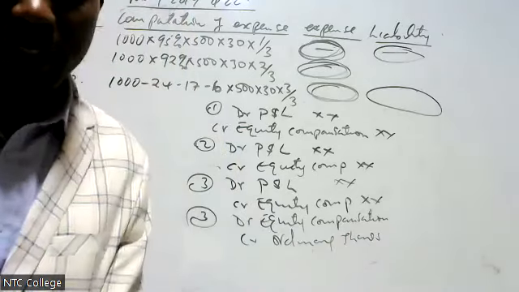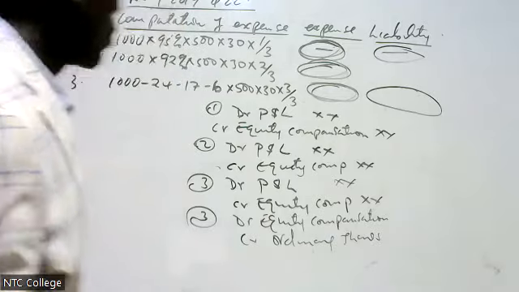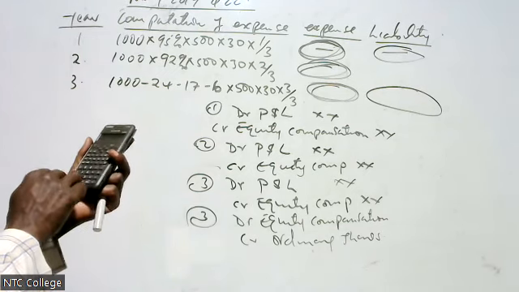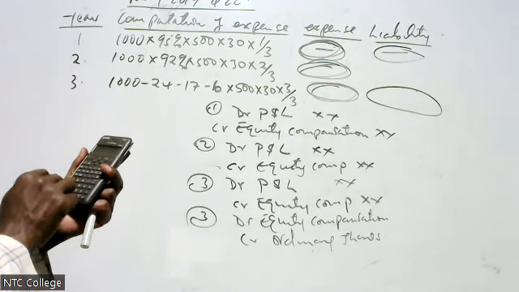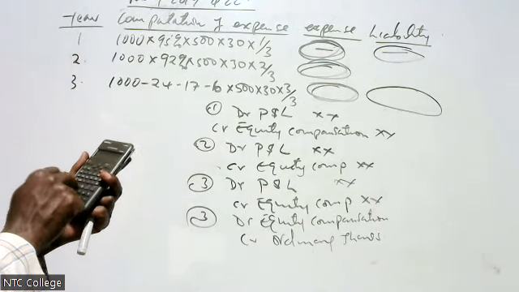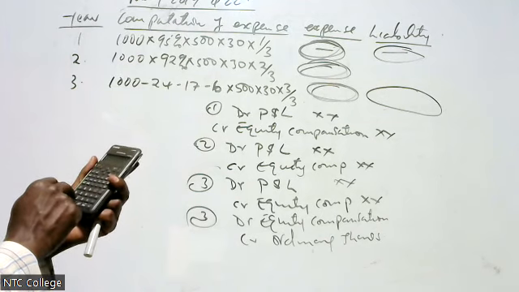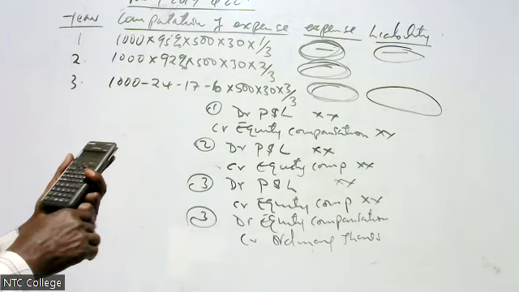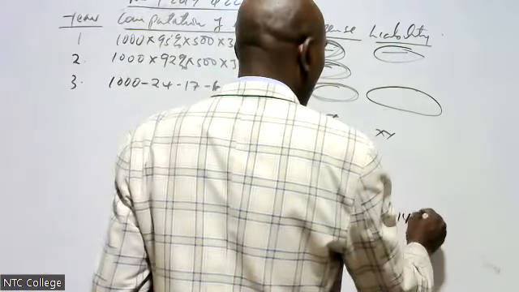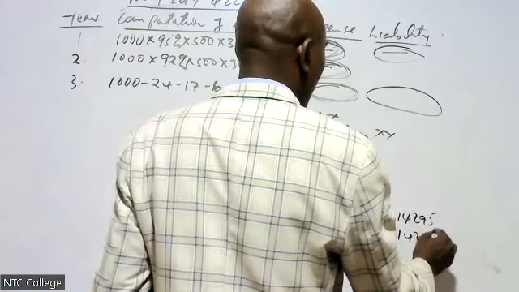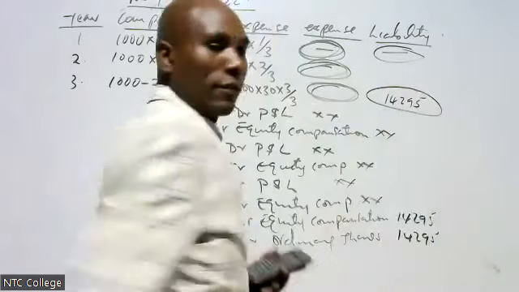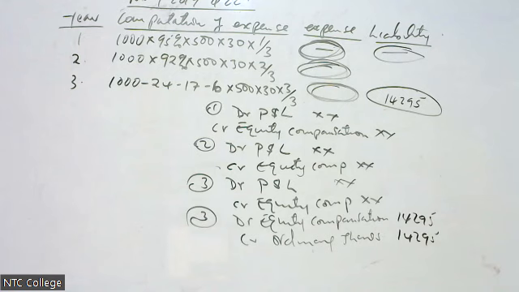Now let me calculate it. Only for the last one, but for the first and the second, I believe you are going to do it for me. This one is 1,000 minus 24 minus 17 minus 6, 953 times 500 times 30. I'm getting 14,295. That is what is here. The last year, 14,295. That is what is there.